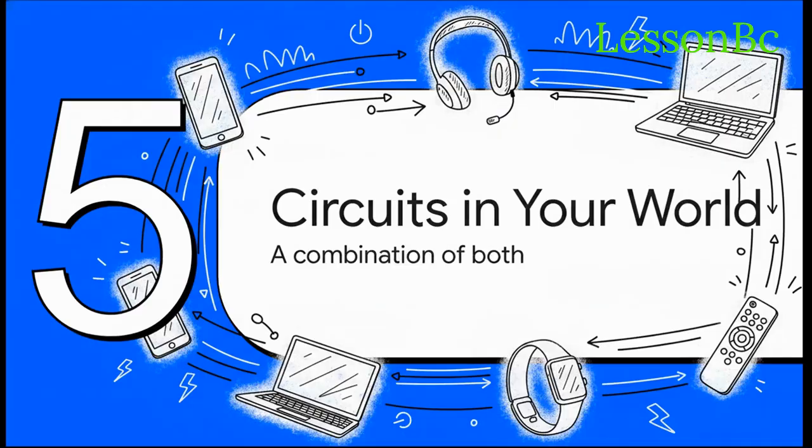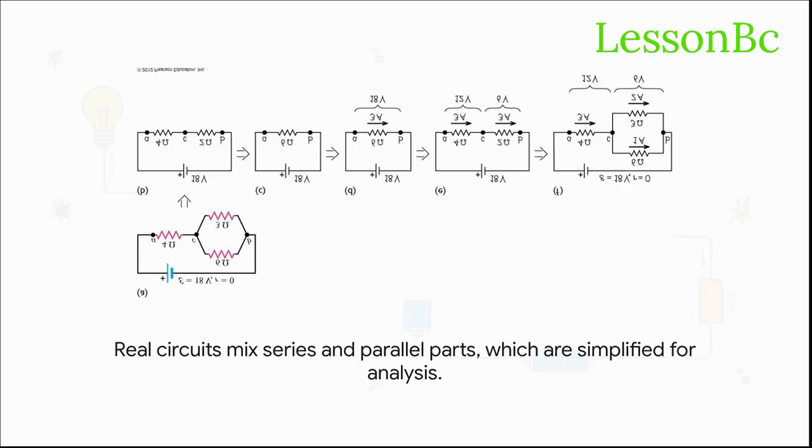So you might be asking, why does any of this matter? Well, let's get to Section 5, circuits in your world. Because the devices you use every single day are almost never purely one or the other. The truth is, most electronic circuits are what we call combination circuits. They're these messy, complex puzzles with some parts in series and other parts in parallel, all mixed together.